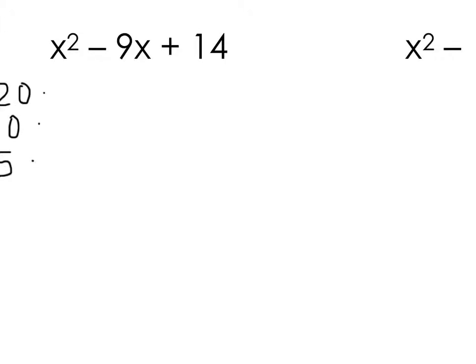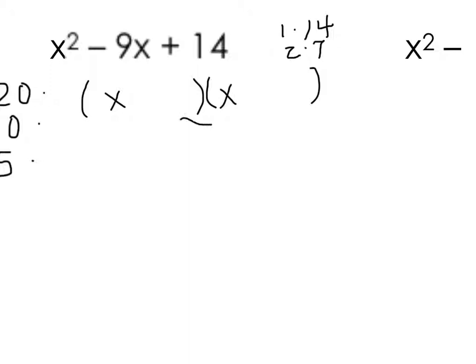Let's try this one. x and x. Let's leave the signs out for a minute and talk about this 14. So 14 could be 1 times 14 or 2 times 7. Now, we want the outside and the inside to add up and give us negative 9x. I think it's going to be the 2 and the 7.